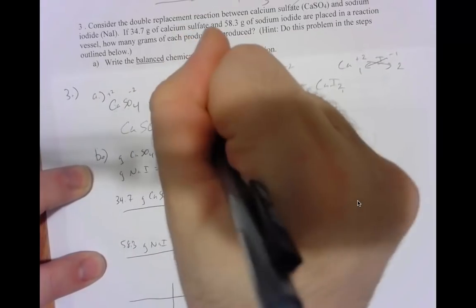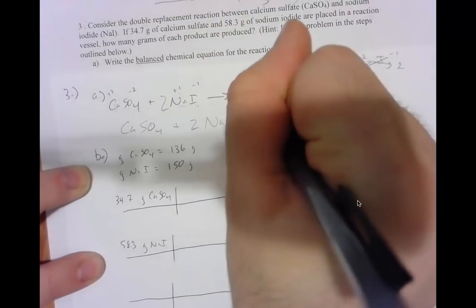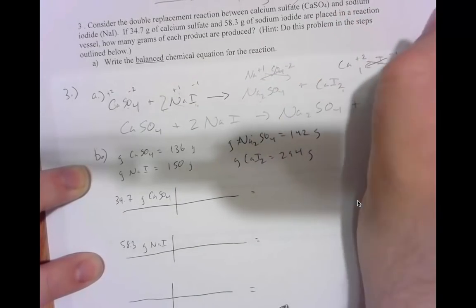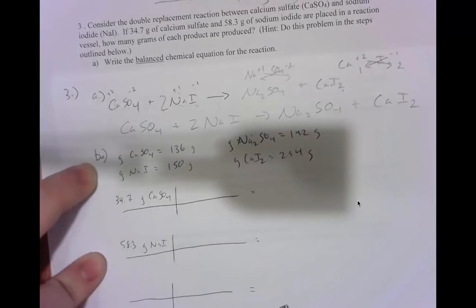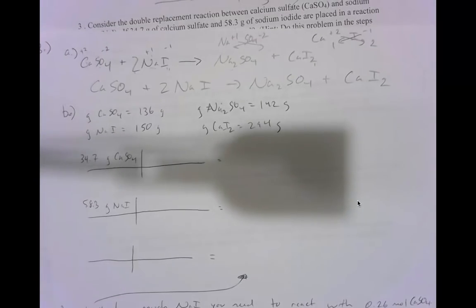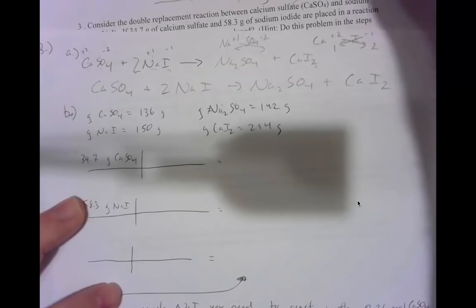CaSO4 plus 2 NaI goes to Na2SO4 plus CaI2. And that is going to be the balanced reaction that we're using for the rest of this problem. So then next, part B.